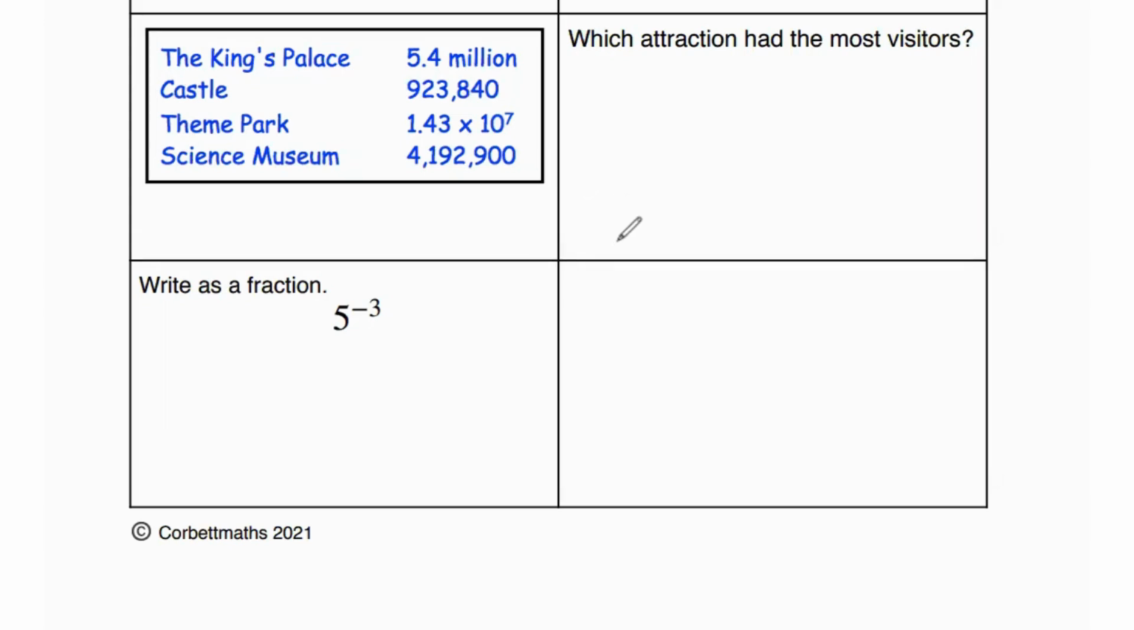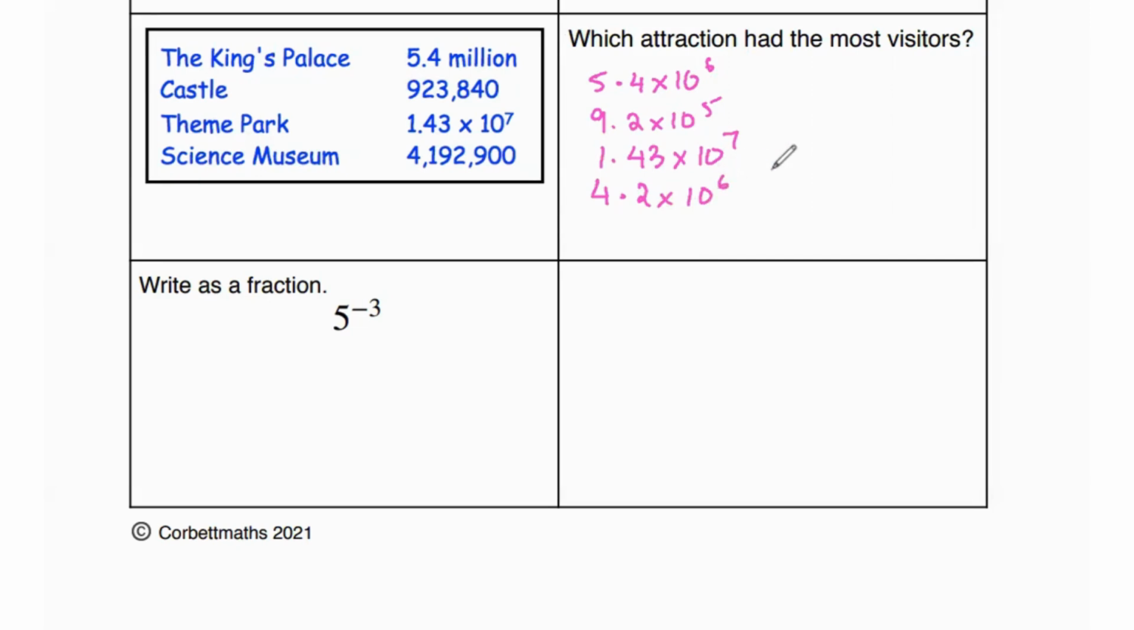So if we write these in standard form, 5.4 million is basically 5.4 times 10 to the power of 6. Why 10 to the power of 6? Because a million has 6 zeros. Then for castle, it's going to be 9.2 times 10 to the power of 5. Theme park is already in standard form, 1.43 times 10 to the power of 7. And the science museum would be 4.1 times 10 to the power of 9.